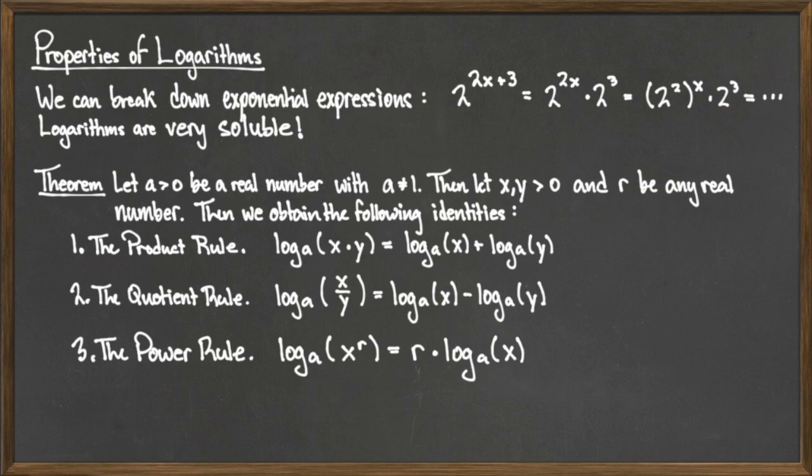Second, we have the quotient rule. When I'm taking the log base a of a fraction x divided by y, this splits up as log base a of x minus log base a of y. And last, we have the power rule. This says that when I'm taking log base a of x raised to the r, that r can come down and out front and get the expression r times log base a of x by itself.